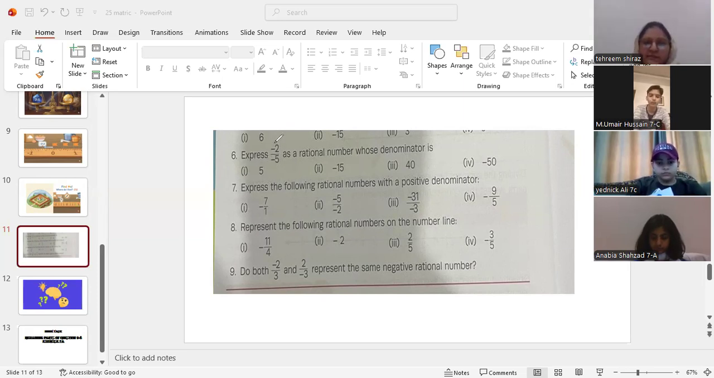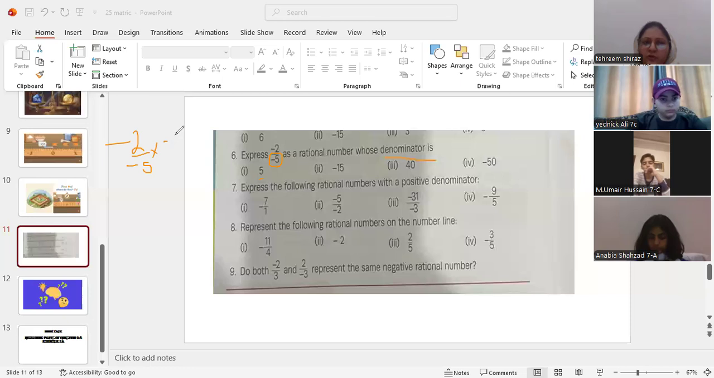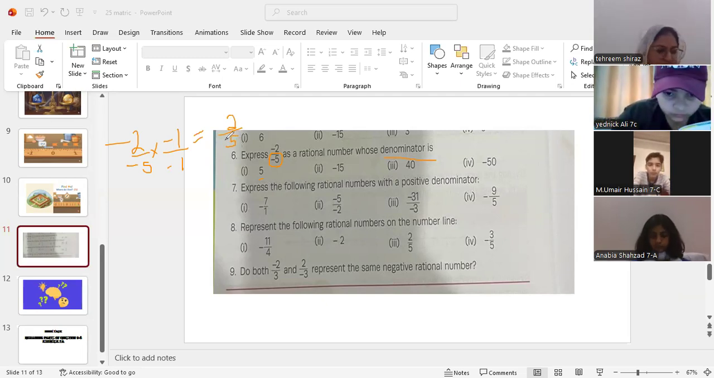It says, express -2 over -5 as a rational number whose denominator is 5, right? If I want to make this denominator a positive 5, what I will have to do, I will simply multiply both the terms with -1 so that the answer will be positive 5. Is this so? Is it okay?